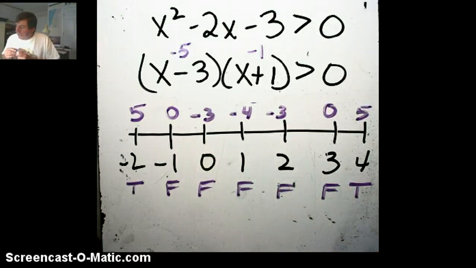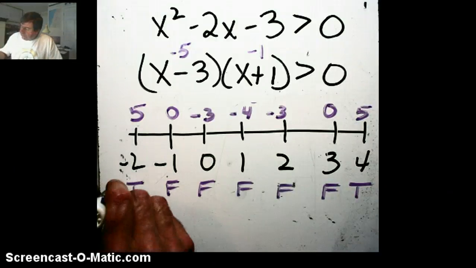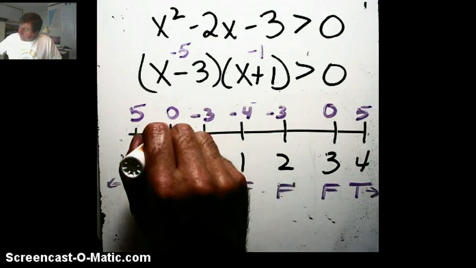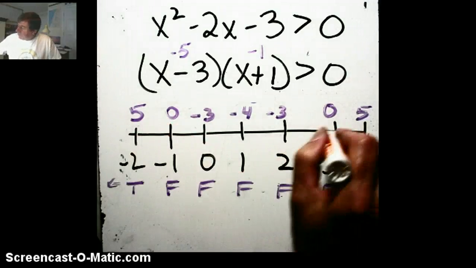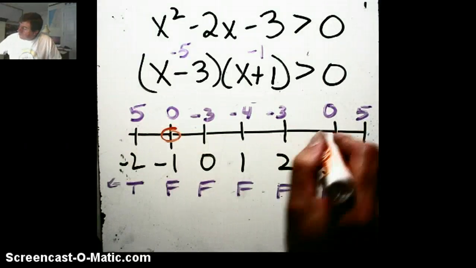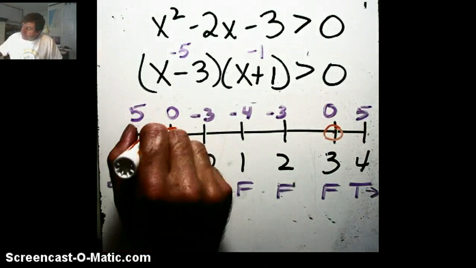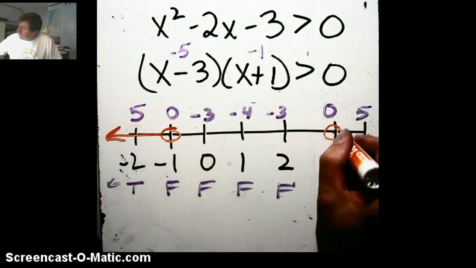And by the way, it's going to continue to be true that way and continue to be true that way. Matter of fact, where does it seem to change? Or where does it change from the negative to the positive? Right here at these zeros. Now the zero's not included, so I'm going to put an open circle. Where are my true values? They're going out this way. They're going out this way.